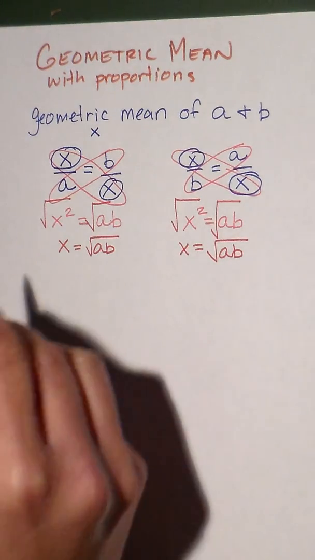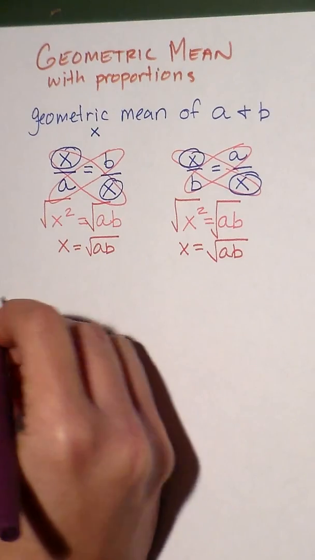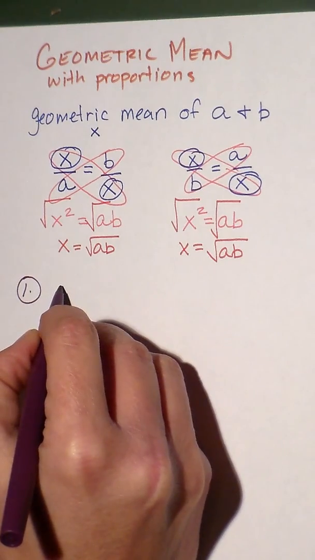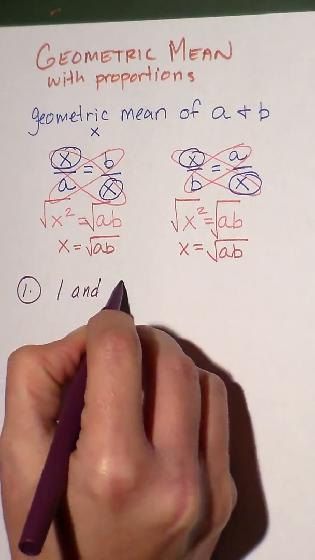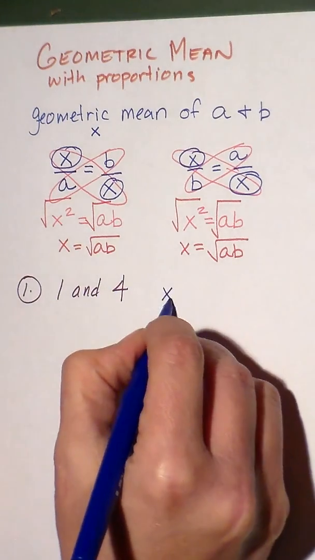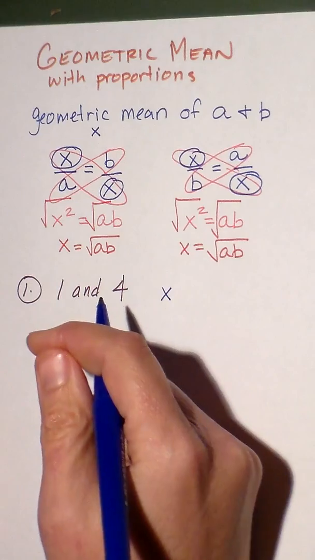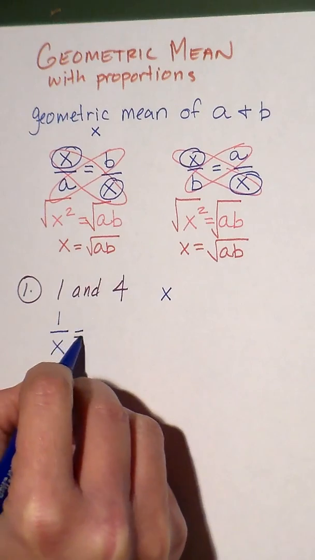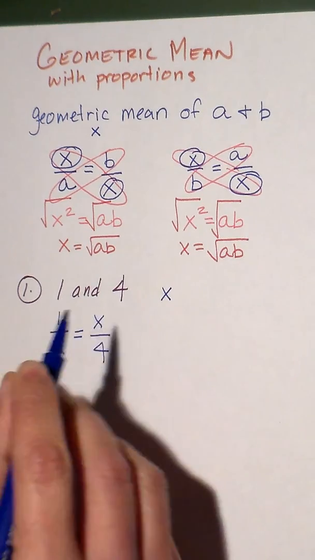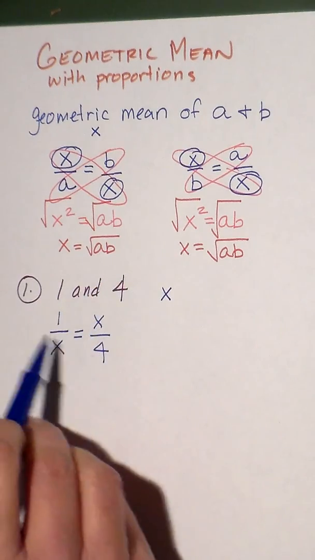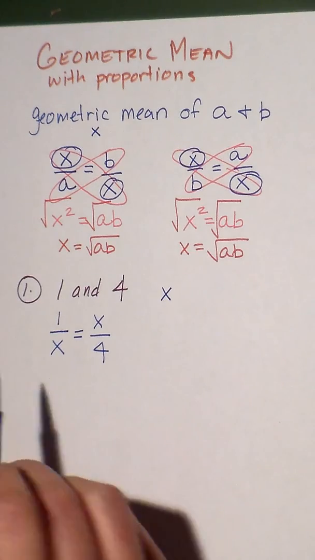So let's try an easy one. Let's try number one. Let me move over here a little bit so you can see it. Number one, I want to find the geometric mean of 1 and 4. I'm always going to call the geometric mean X just because I want to. I can do whatever I want. So I'm going to set it up 1 over X equals X over 4. What number can be placed under this one and above that one and create two equal fractions, two equal ratios, which is what a proportion is?